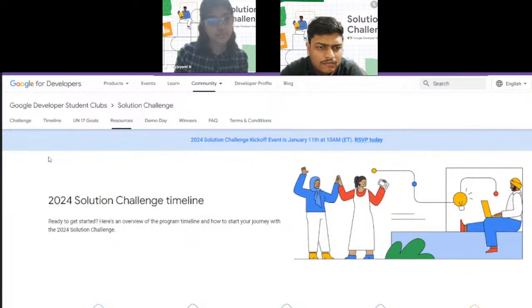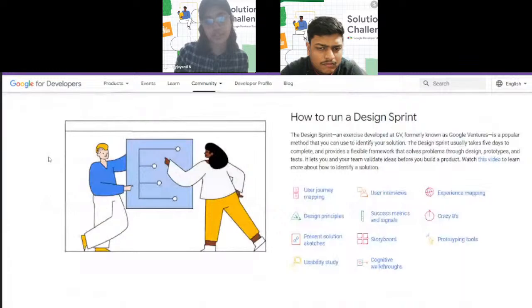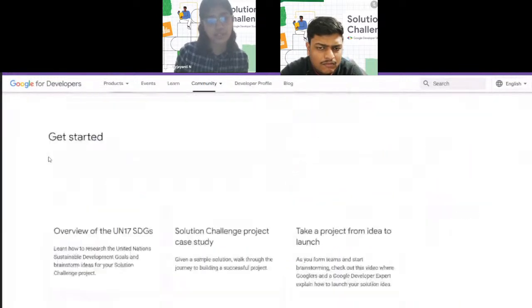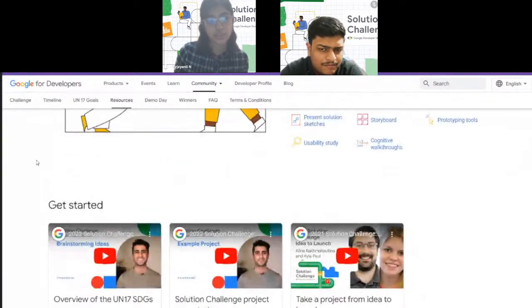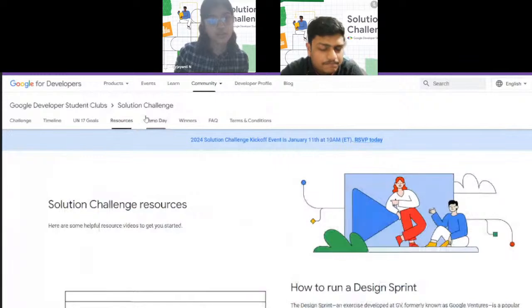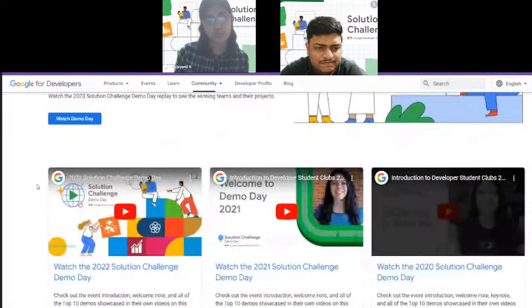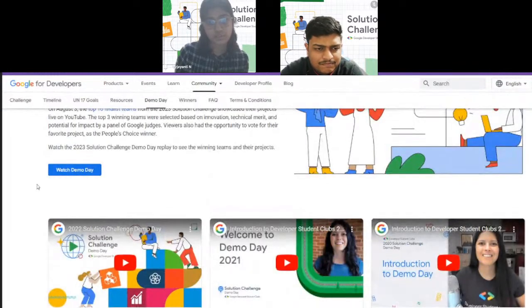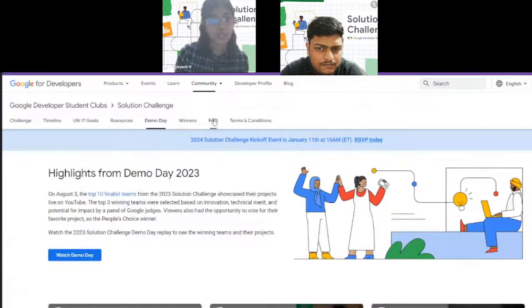Moving on to the resources. Here you can look at how you can use the Google resources. There are some articles about these things, and some videos where you can go through the Google technologies which you can use in your project. As I told you, the demo day is for the top 10 teams. The top 10 teams have one-to-one interaction with the judges. You can also look at the top 10 videos, where they talk about how much impact the solution made and what problems they are solving. It could help you a lot.